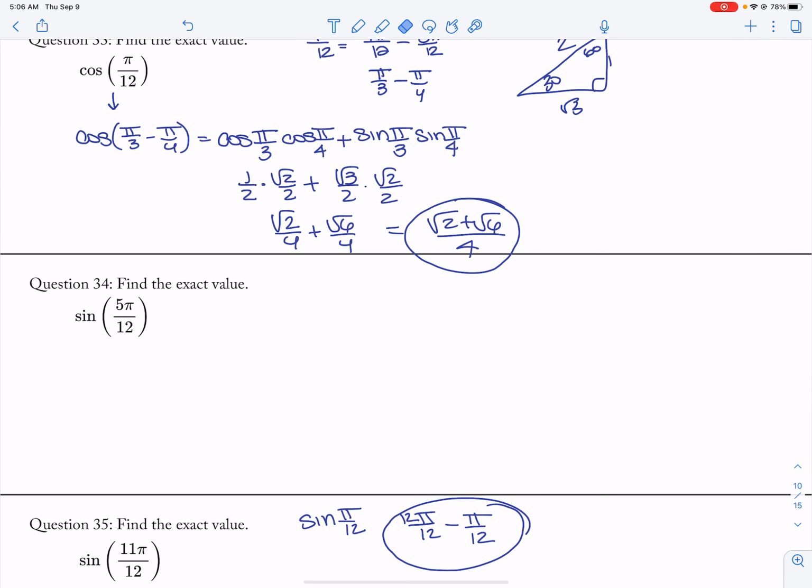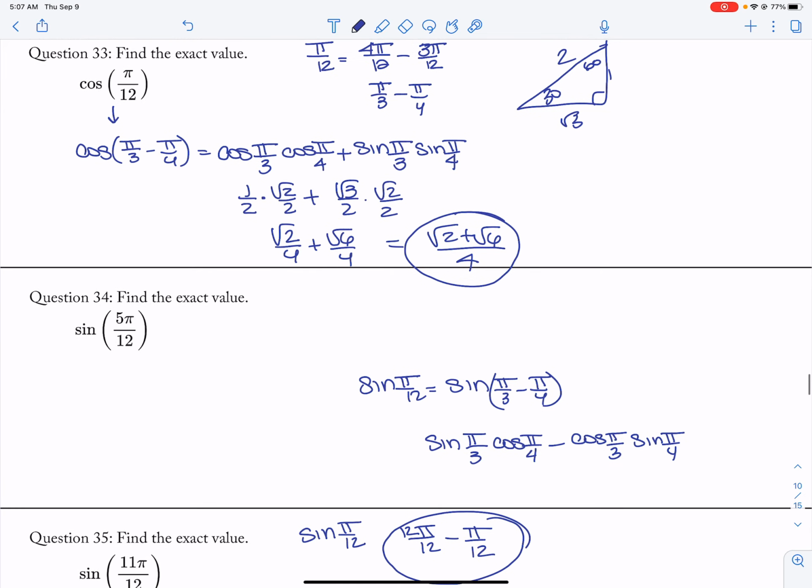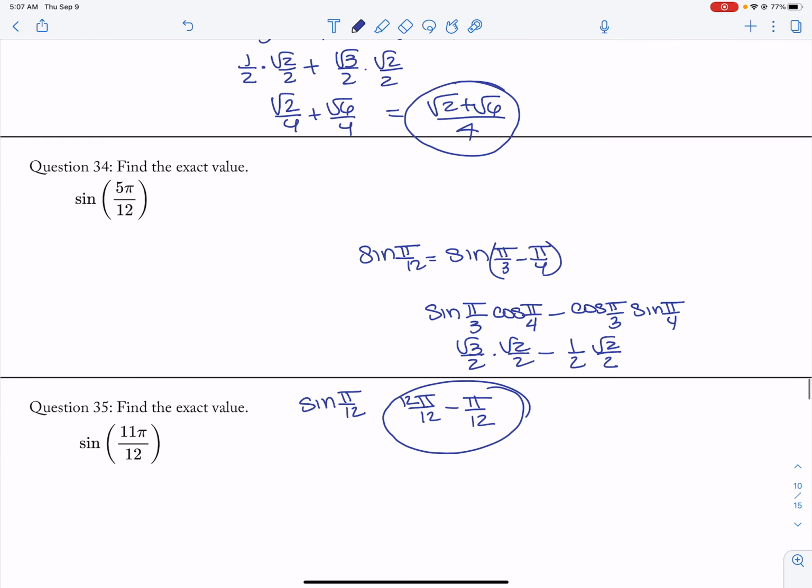So we would have known that the sine of pi over 12 is the same thing as the sine of pi over 3 minus pi over 4. And sine's identity is sine cosine, and it's minus, so then it's cosine sine. Okay, so I could have done this. I could have used my triangle. So let's see, 30, 60, so 60 degrees. So sine is root 3 over 2. Cosine is root 2 over 2. Cosine is 1/2, and sine is root 2 over 2. So this would have given me root 6 minus root 2, all divided by 4.